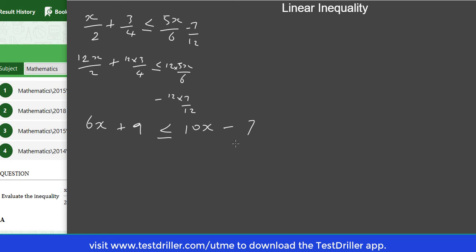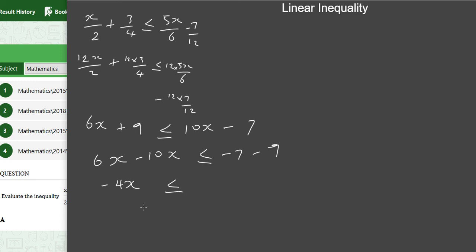Then you want to collect like terms and simplify. So this means you take all the x to the left, 6x minus 10x less than or equal to, you take 9 to the other side. That gives you minus 7 minus 9. Then this gives you minus 4x less than or equal to minus 16.